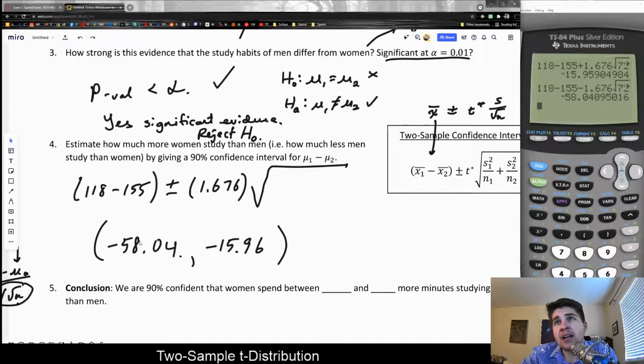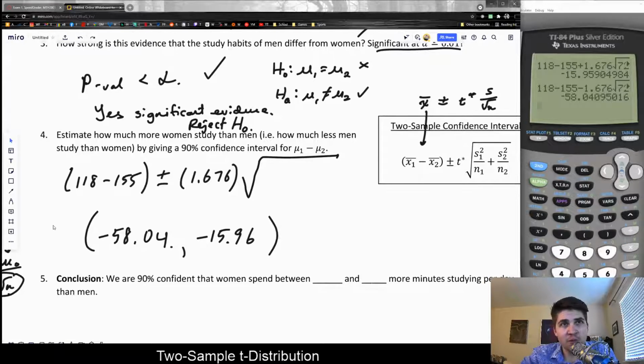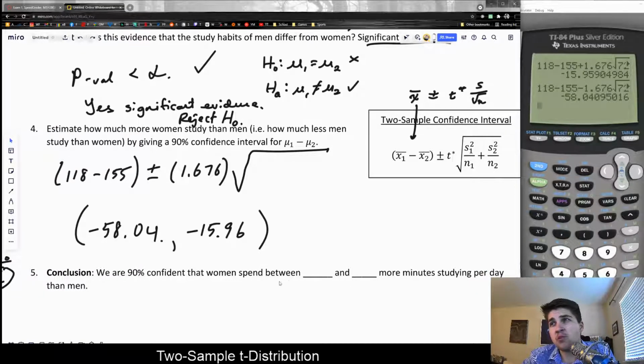So again, what we conclude here, using the cookie-cutter statement for our conclusion, is that we're 90% confident. Notice this says that women spend between blank more minutes than men, but since this was less, basically this means men study 58 minutes or 16 minutes-ish less than women. But we could rephrase this as well: women study more than men because men study less than women.